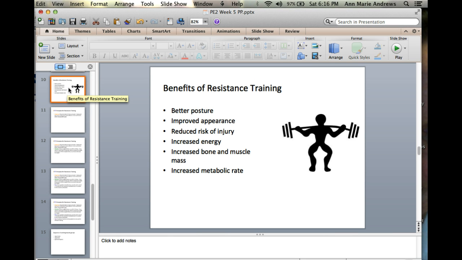Okay, so the benefits of resistance training. It's going to give you better posture. Anything where you're strengthening muscles, especially in your core, your erector spinae, which are the muscles along your spine, your abdominals, your obliques, any of those muscles that you're strengthening, you're going to get better posture. Improved appearance, reduced risk of injury, increased energy, increased bone and muscle mass, and increased metabolic rate. Metabolic rate being how quickly you burn food, how many calories you use a day.